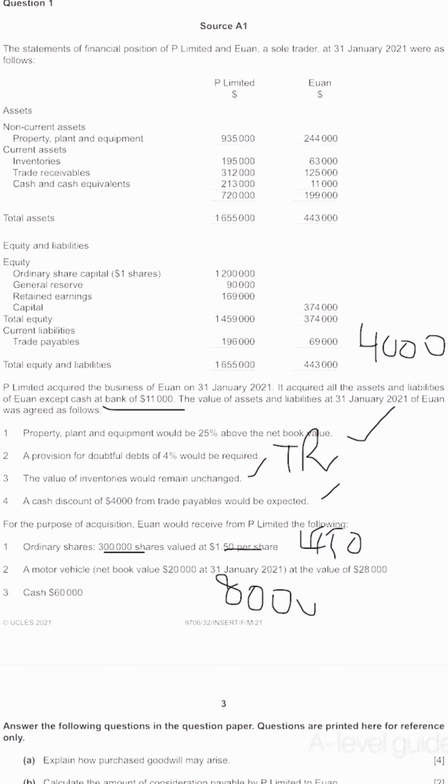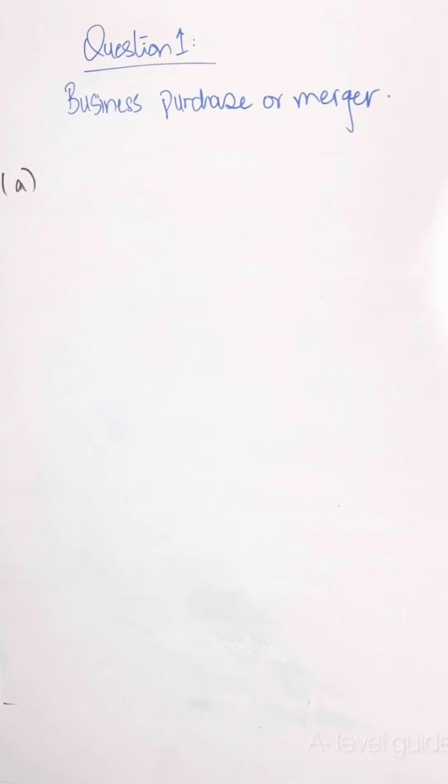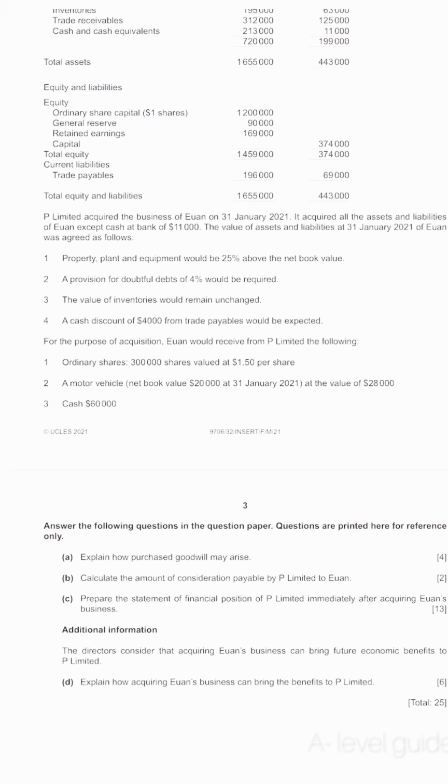Apart from that, they have given the purpose of acquisition. It means this is the purchase consideration, or you also call it purchase price. So it is basically the breakup that is given. Ordinary shares are valued at 1.50 per share, which means they're issued at a premium. We have taken over a motor vehicle which was initially at a net book value of 20,000 but was taken over at a value of 28,000, which means there is 8,000 realization profit, which would be adjusted later, and cash 60,000. So this is all the information that is given.